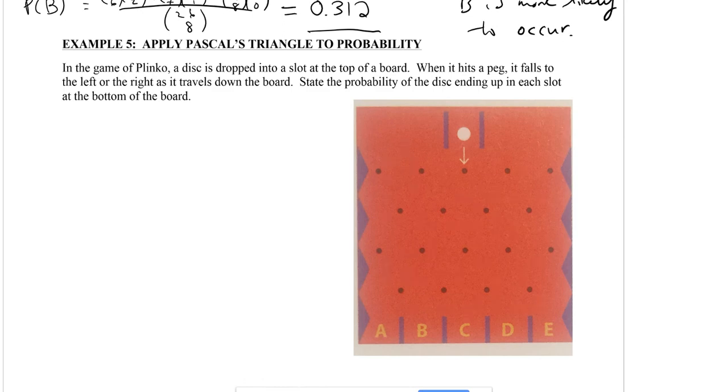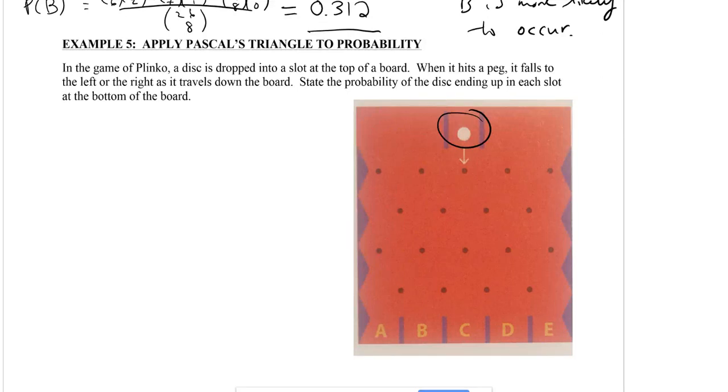So in the game of Plinko, a disc is dropped into a slot at the top of the board, so it has to start from here, okay? So this is where it starts. When it hits a peg, it falls to the left or right as it travels down the board. State the probability that the disc ends up in each slot at the bottom of the board.